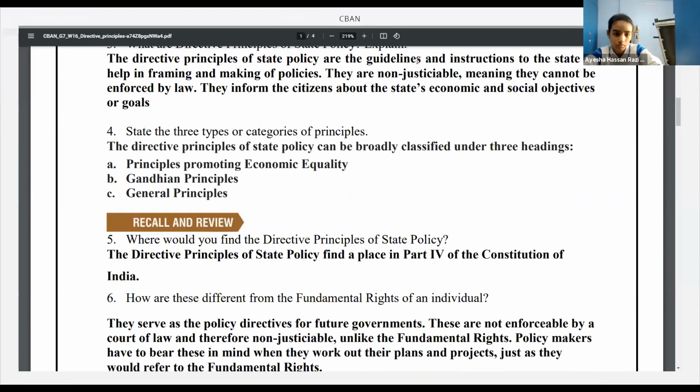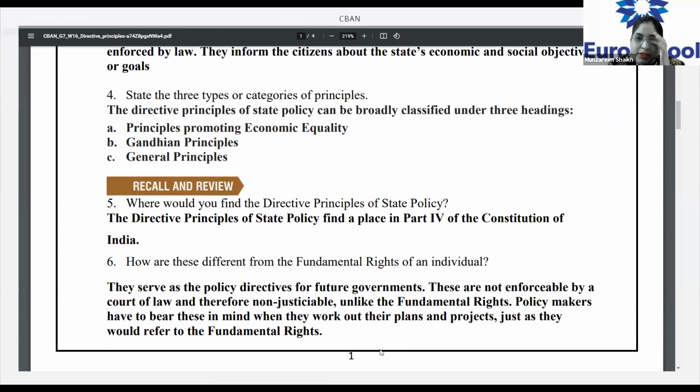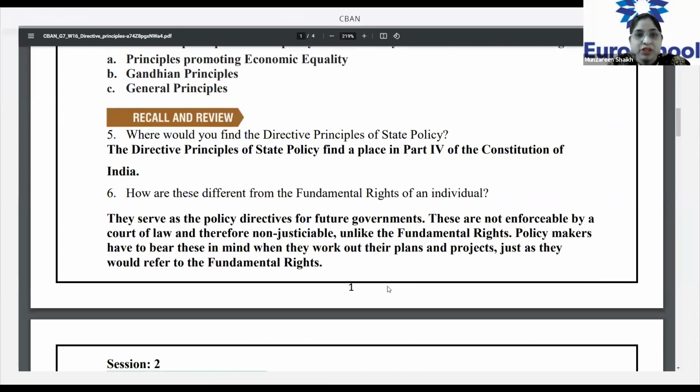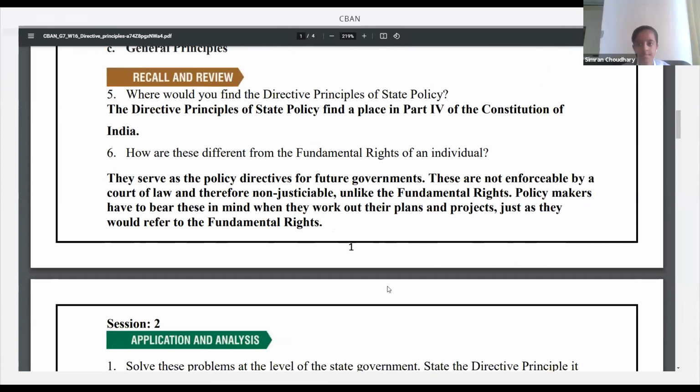All right. Next, where would you find the directive principles of state policy? They are in Part 4 of the Constitution. Very good. From Articles 36 to 51. Excellent. So it is there in Part 4 of the Constitution. She has also mentioned the articles. Very nice. Keep it up, Simran.